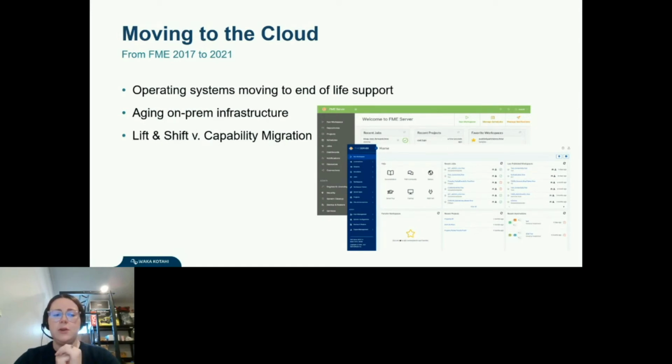From this, we could then divide our workspaces into two categories, a lift and shift approach or a capability migration. So where a workspace was considered straightforward, reliable, met all of our standards and was well understood, all we needed to do then was a lift and shift, so focusing only on upgrading individual transformers we needed between the two versions. And thankfully, this was the case for the majority of workspaces.